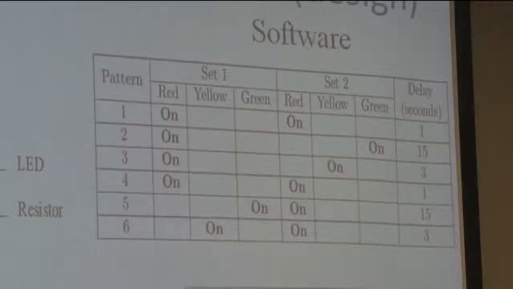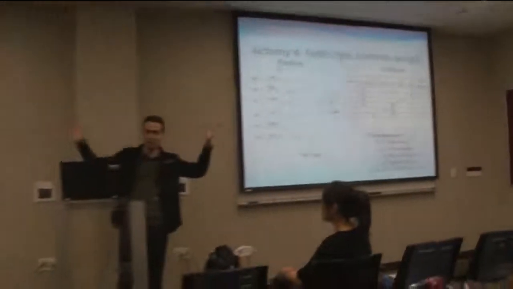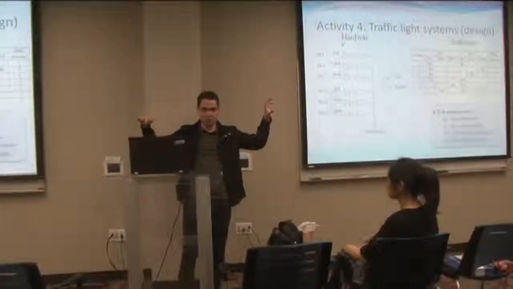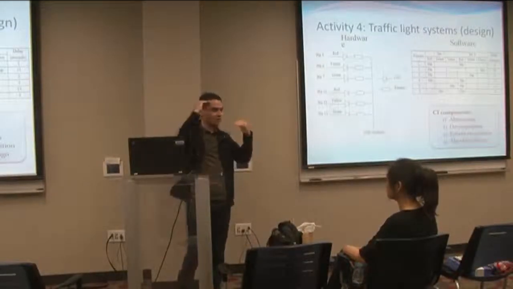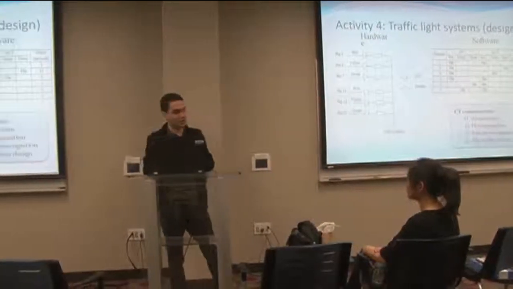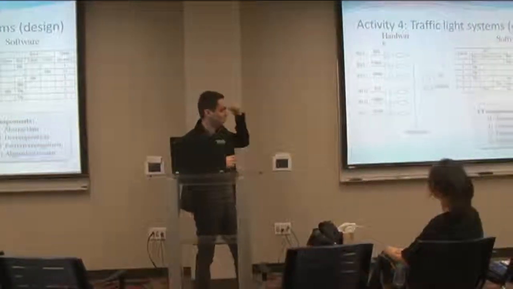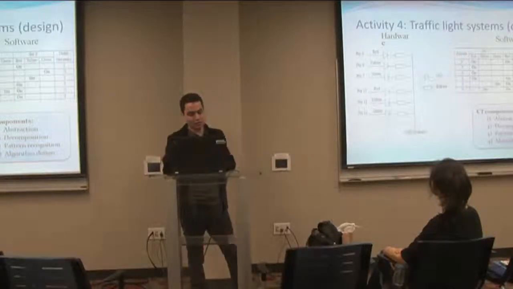So when one side is green, the other one should be red, and then it should wait for a certain amount of time. Then it needs to go to yellow, red, and then the whole thing goes to off. So all these patterns are put together next to each other. That was the whole purpose of this activity, so that they can practice abstraction, decomposition, pattern recognition, and algorithm design.